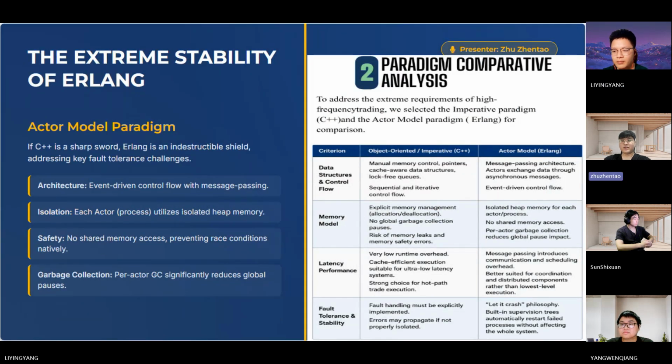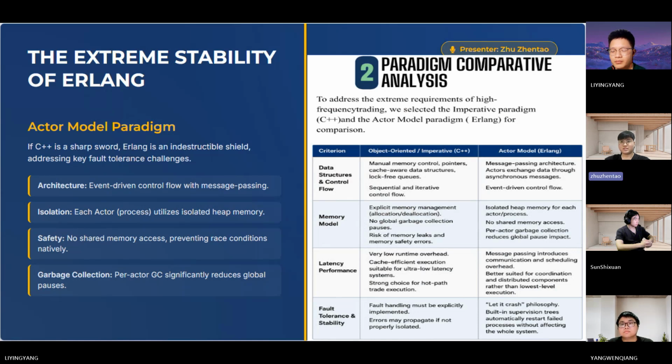And now I will explain the extreme stability for Erlang. In a high-frequency trading system, speed is very important, but stability is also very important. That is because the system needs to run all the time. If the system stalls for even a short time, it may cause financial loss.